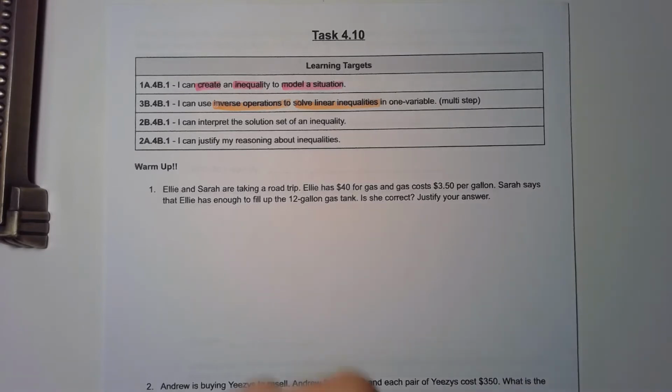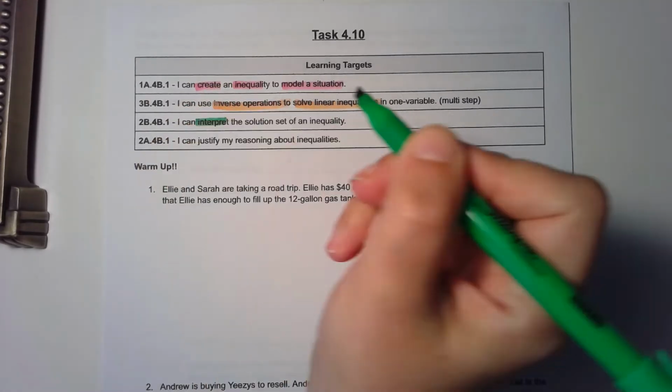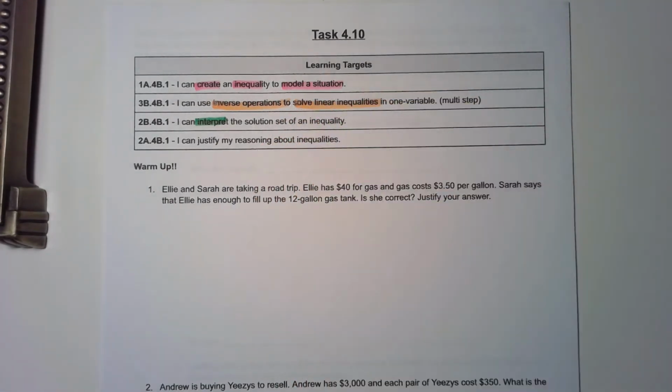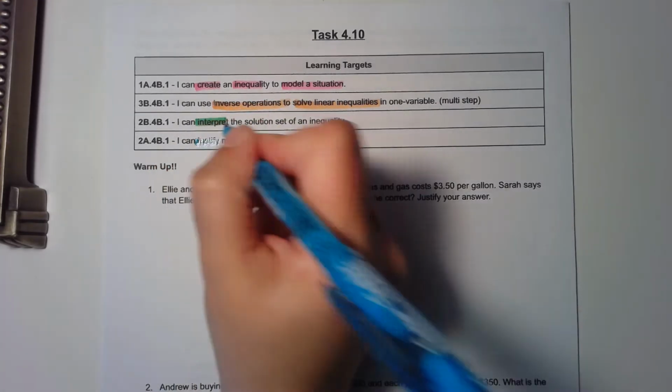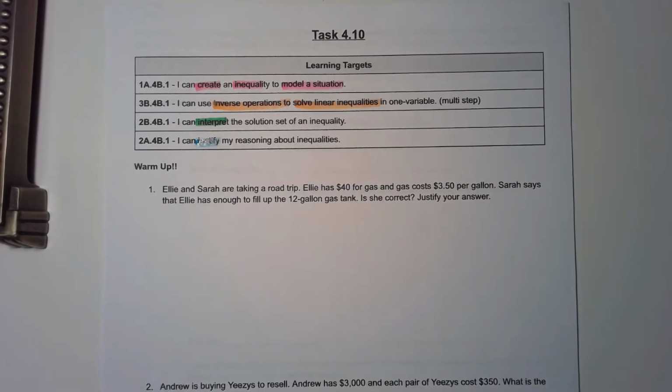The third learning target is I can interpret the solution set to an inequality. So we're going to be looking at what our answer means in the context of a problem. So we're going to be interpreting, which means what does it mean in the context of a problem? Last but not least, I can justify my reasoning about inequalities. So I can explain my thinking and justify my answers. So let's go ahead and get started.